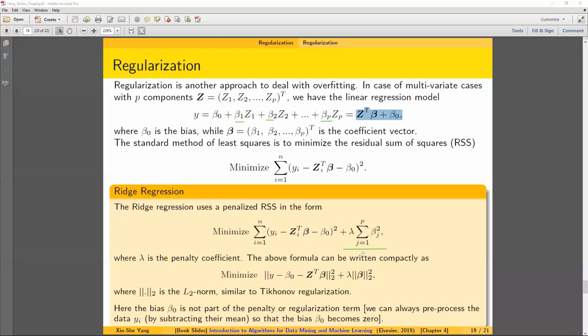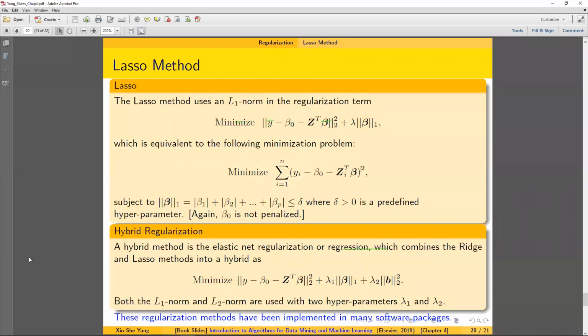And then regularization itself has 2 different forms. Let's go to the next page. Yes, there are 2 different forms. One of them is called Lasso, if you ever heard of it.